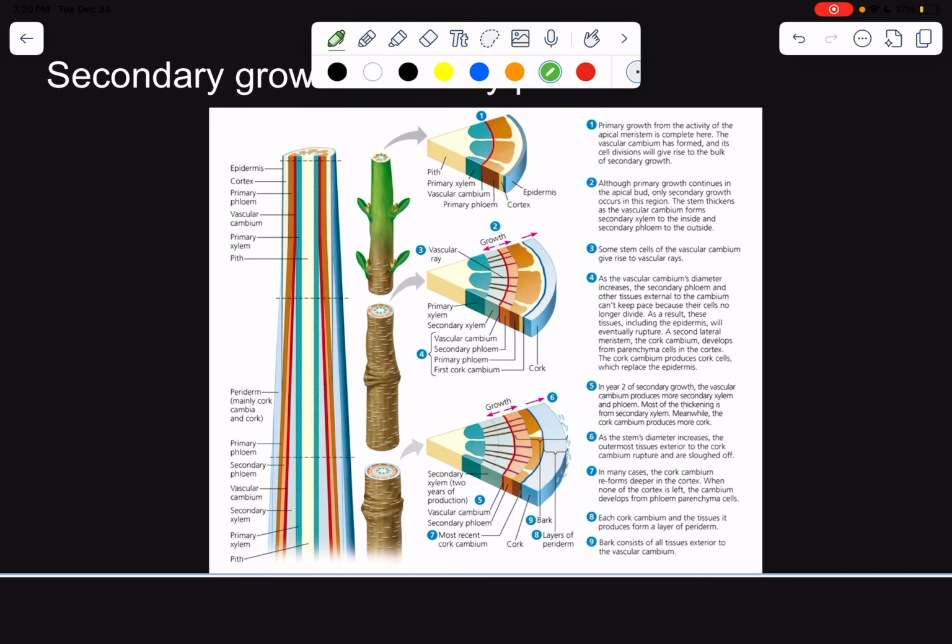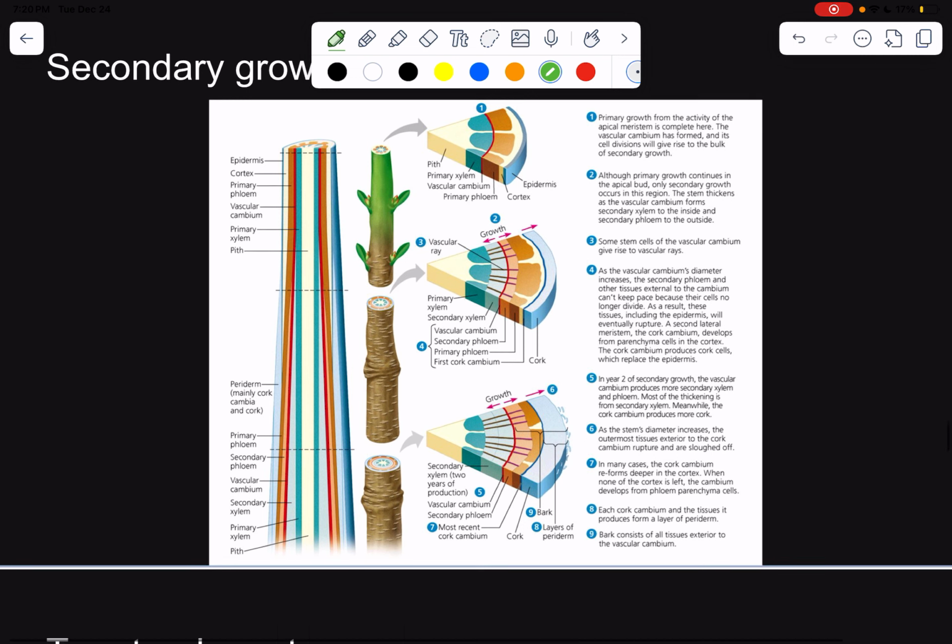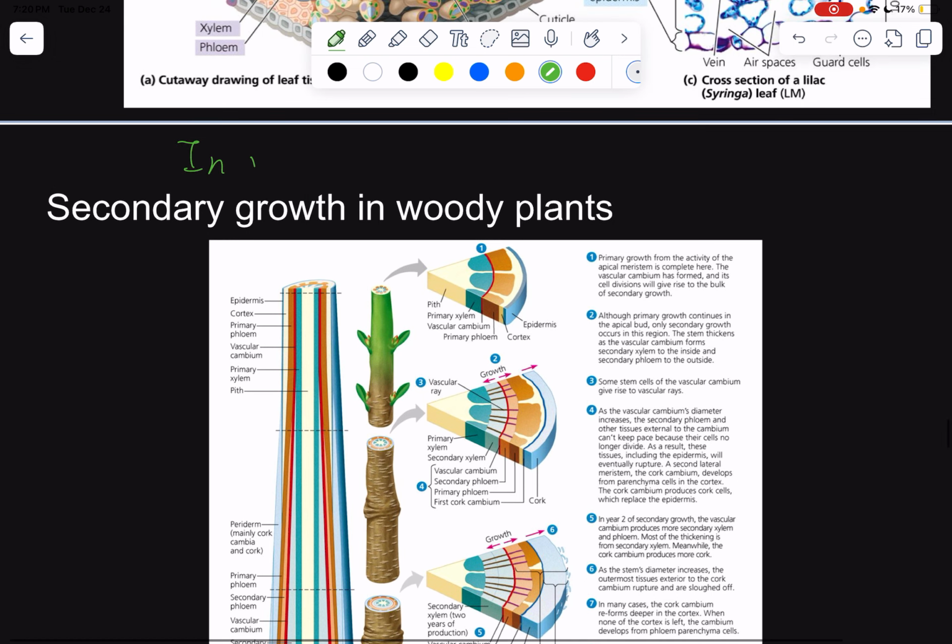So in woody plants, it's a little bit different. Secondary growth consists of the tissues produced by vascular cambium and cork cambium. The vascular cambium adds secondary xylem, wood, and secondary phloem, thereby increasing vascular flow and support for the shoots. And in woody plants, notably, primary and secondary growth occur at the same time.